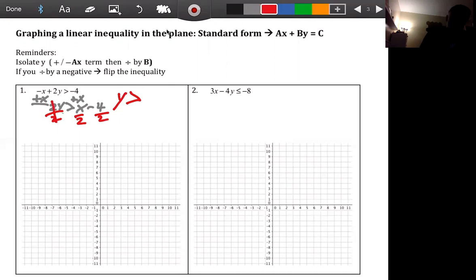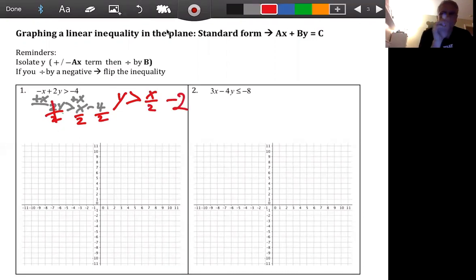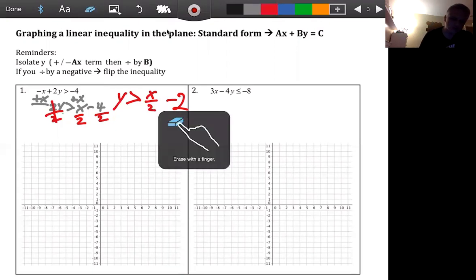I've got x over 2 minus, and then 4 over 2, 4 divided by 2 is 2. Okay, now, a little word to the wise here. I want a fraction in front of my x. I don't want x in the fraction. So just remember that you can always do this.